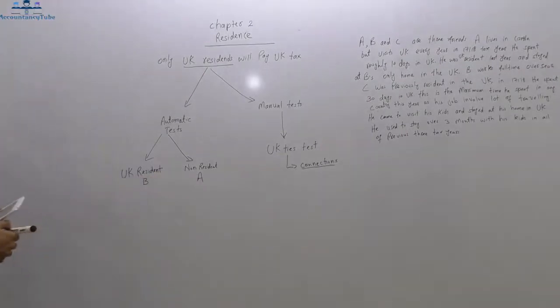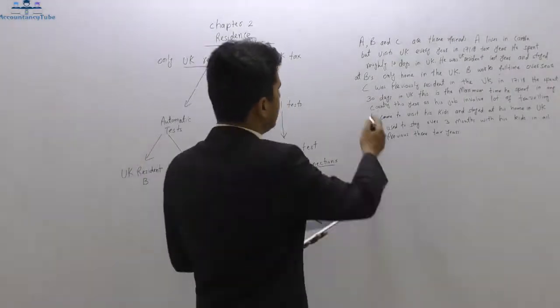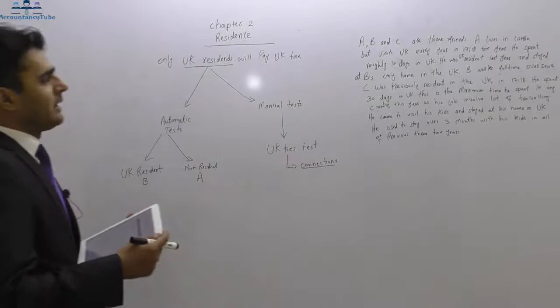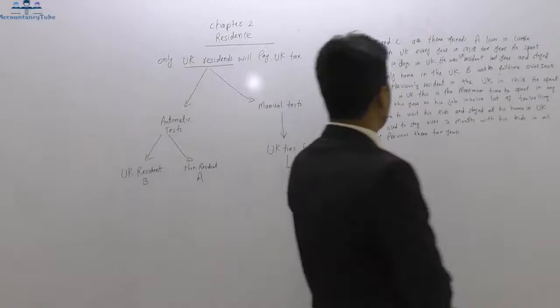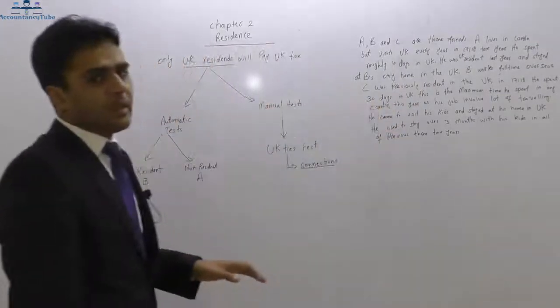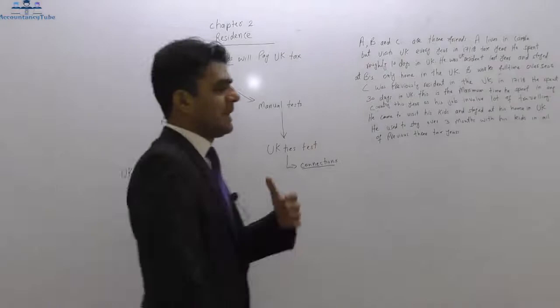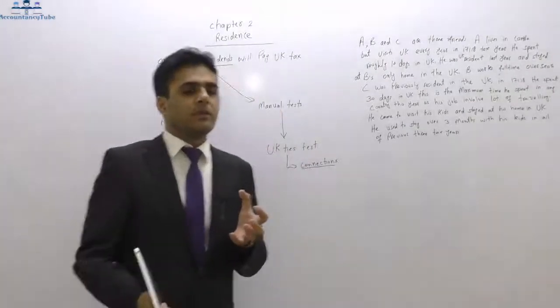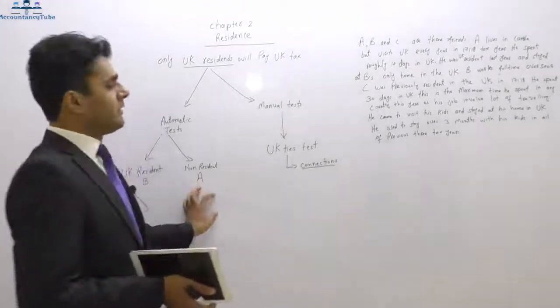Alright, now let's look at the information about C. C was previously resident in the UK. In tax year 17/18 he spent 30 days. That is a little technical thing. He spent 30 days in the UK, which is the maximum time he spent in the UK. These are clearly less than 46 days. If you spend less than 46 days and you were not previously resident in any of the previous 3 tax years, then you will be considered non-resident.